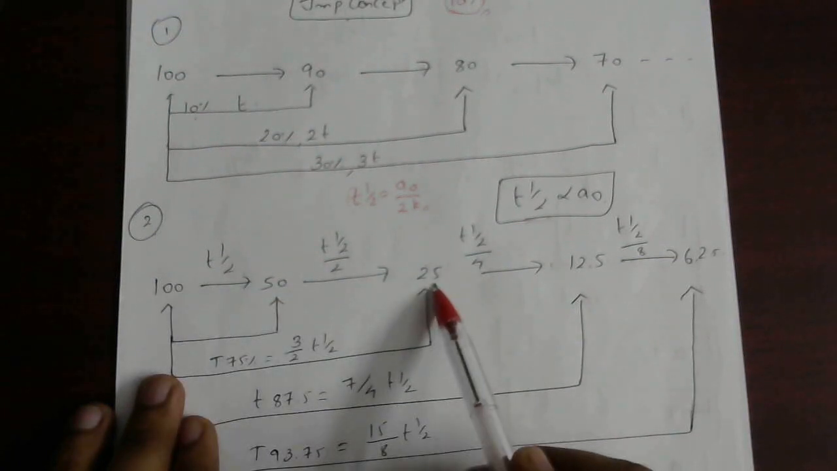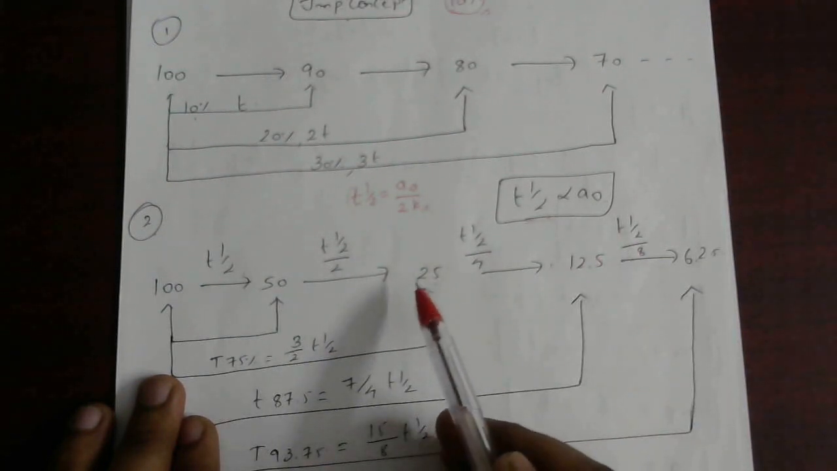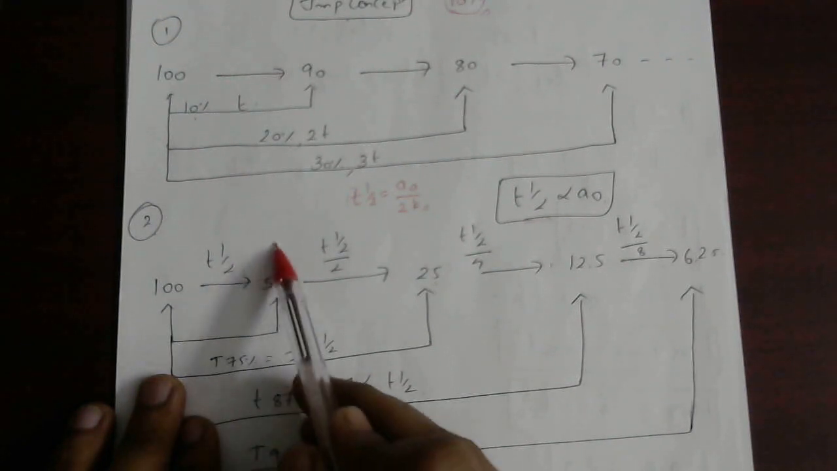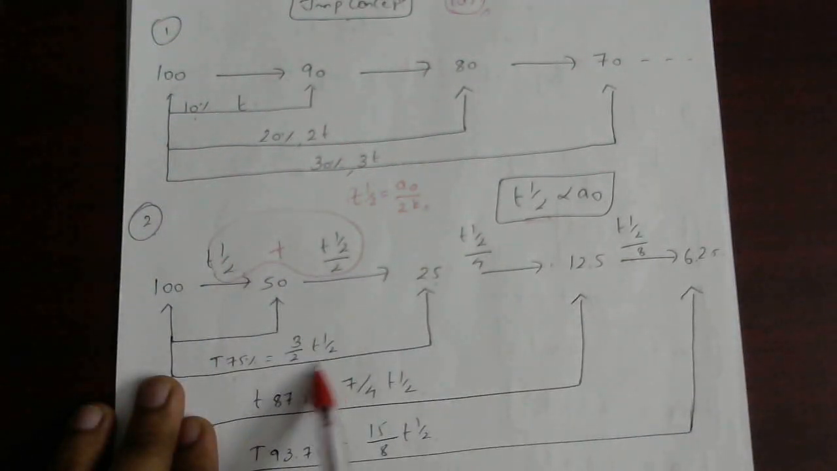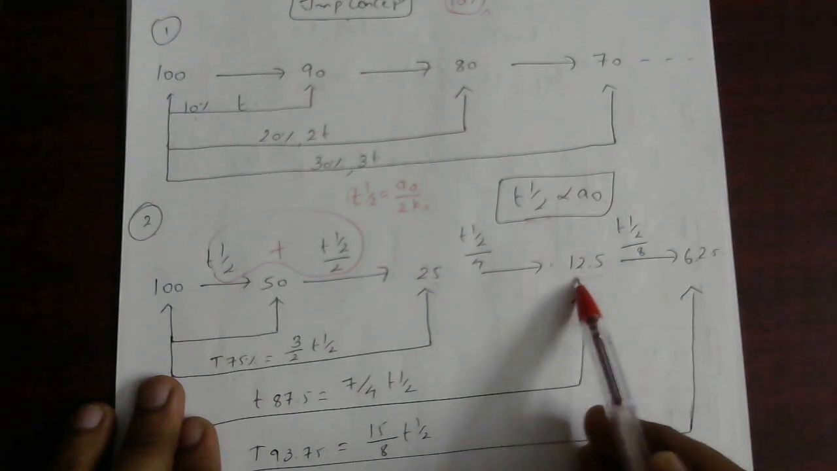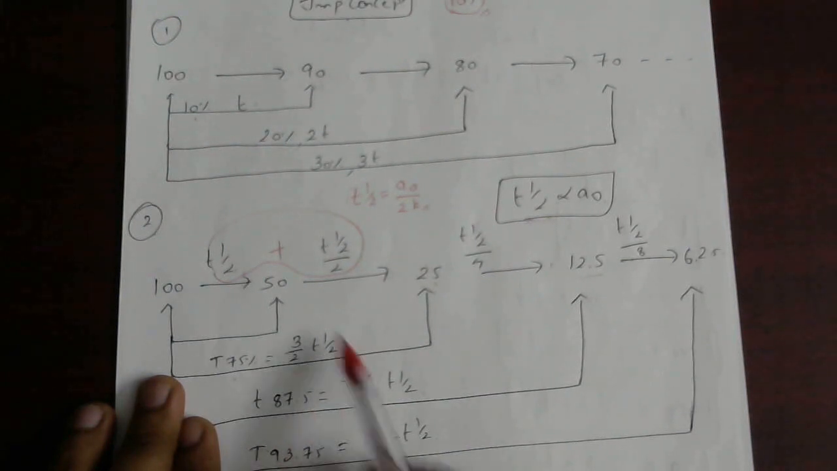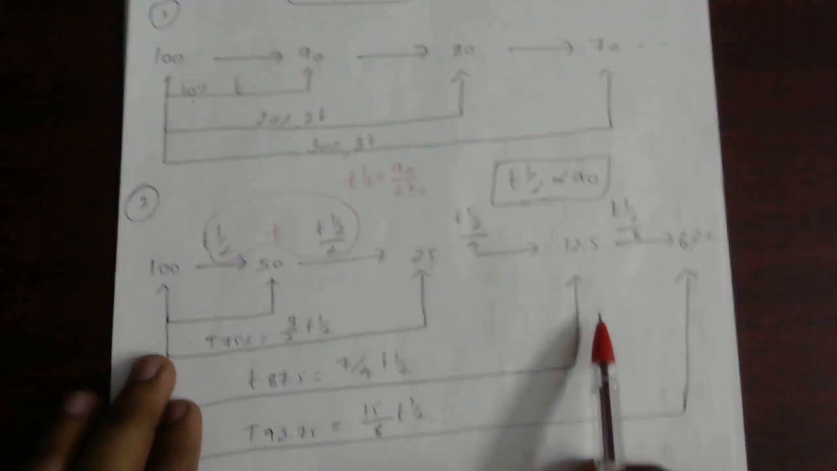From 100 to 25, how much is remaining? 25% is remaining. How much reactant got consumed? 75%. So T 75% equals this one plus this one. You have to add these two, and you will get 3 by 2 T half. Clear? From 100, if you want to calculate till here, how much? This is remaining, this is reacted. For 87.5, just add all these 3, and you will get 7 by 4 T half.